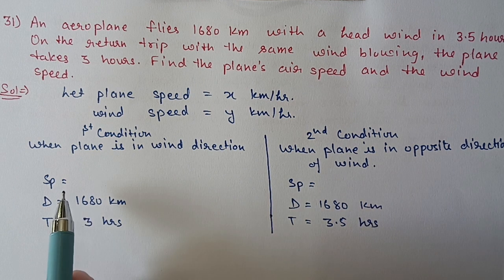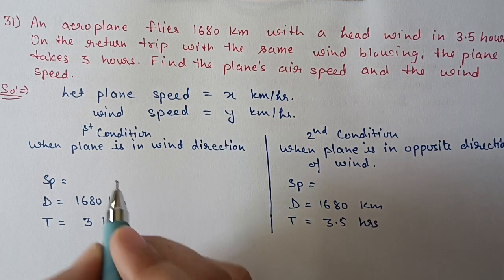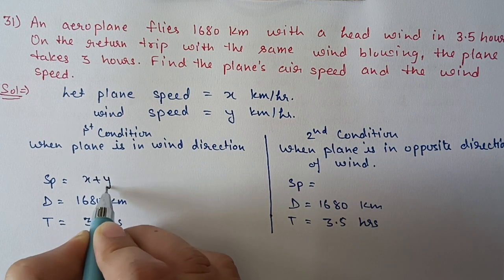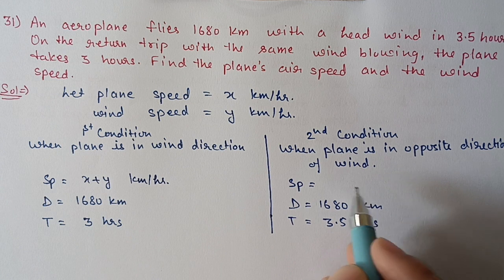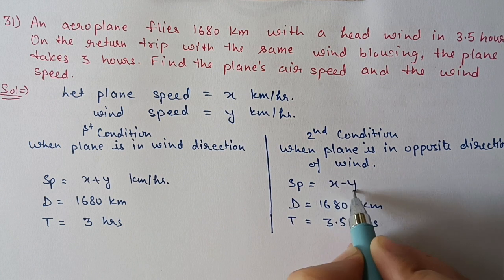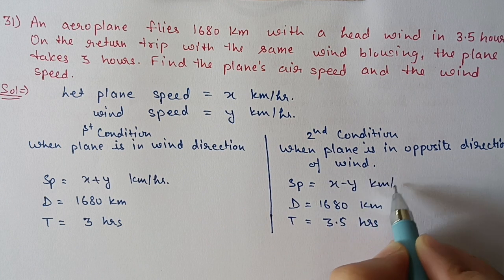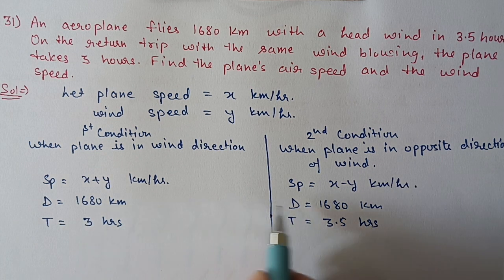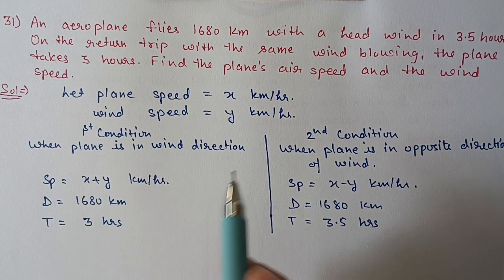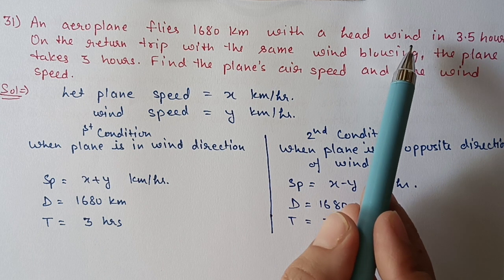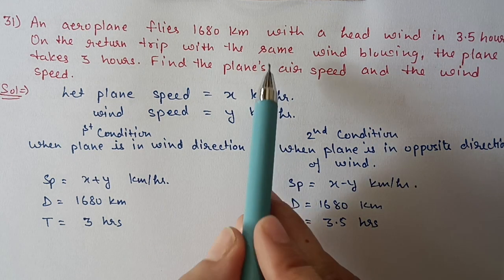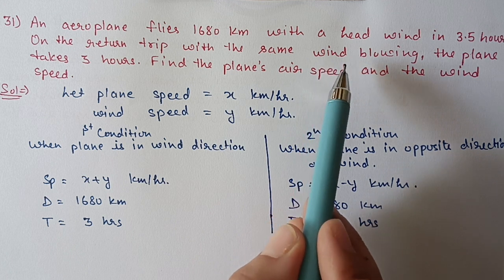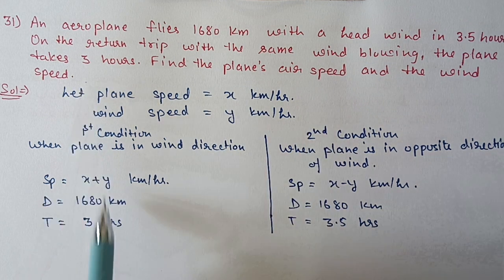So when it is in the same direction, in that case both the speeds will add, and the final speed will be x plus y kilometer per hour. And when it is in the opposite direction, that time the speed will be x minus y kilometer per hour. Distance is the same in both conditions. When it is headwind, meaning opposite wind, the time is 3.5 hours, and when it is the same wind, meaning in the same direction, then the time is 3 hours.